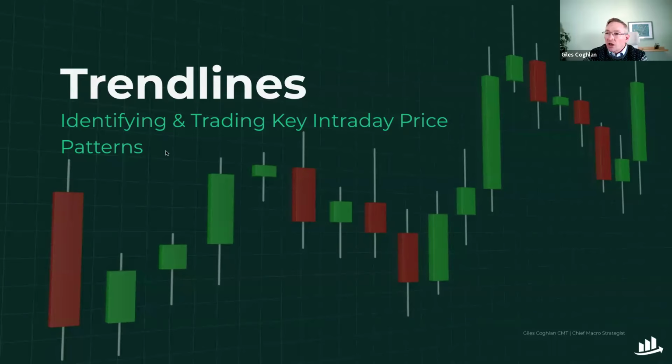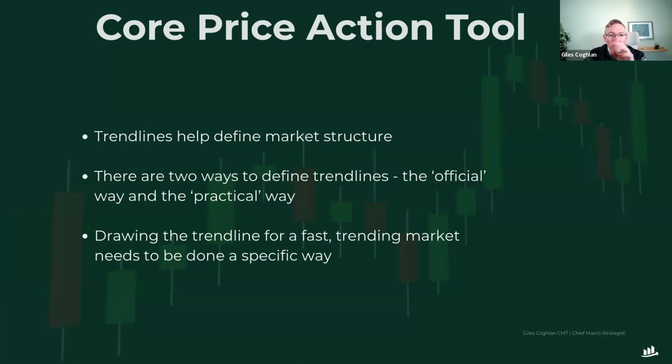Okay, so what we're going to be looking for with these trend lines is, I'm going to explain to you that trend lines basically define market structure. You have a price that's either above or below a trend line, so it's very helpful like that. Now, there's two ways to define a trend line. There's the official way, right? And then there's the practical way.